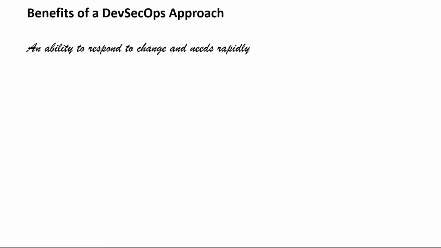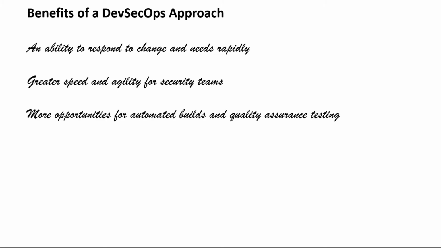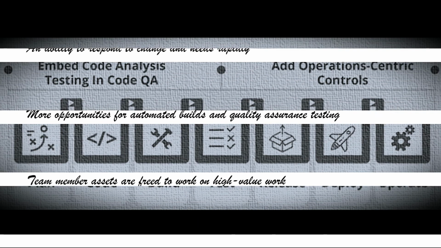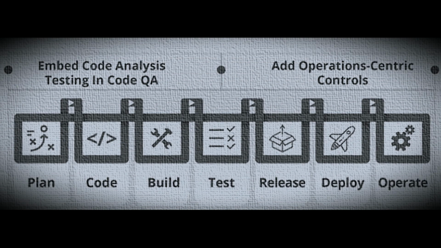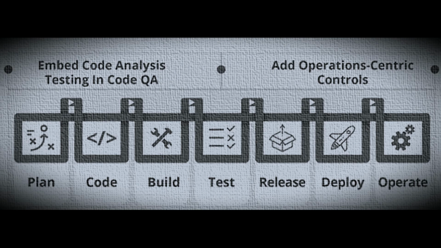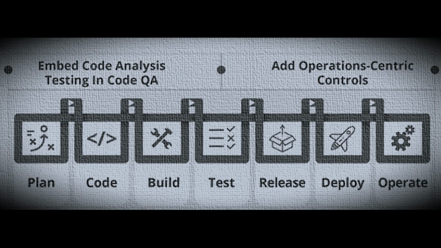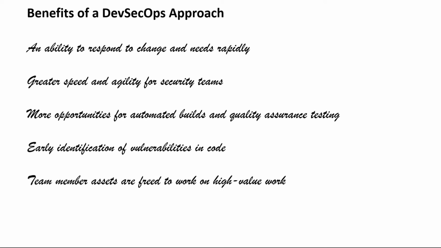Benefits of a DevSecOps approach. There are many-fold benefits of DevSecOps approach. A few of them are an ability to respond to change and needs rapidly, greater speed and agility for security teams, more opportunities for automated builds and quality assurance testing, early identification of vulnerabilities in code, team member assets are free to work on high-value work, better collaboration and communication among teams.